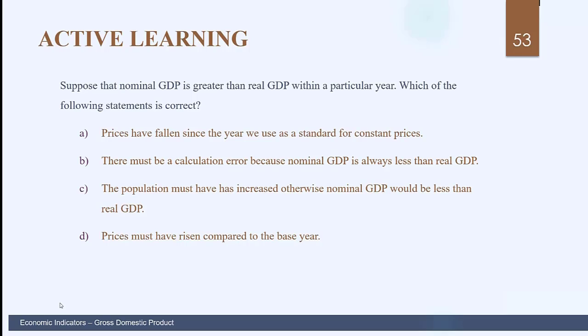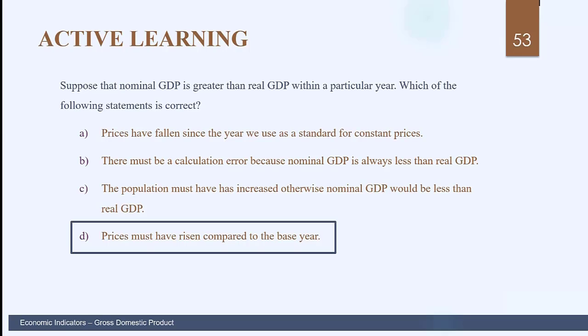In C, it says the population must have increased, otherwise nominal GDP would be less than real GDP. Now, that is not true. Over time, an increasing population would likely result in more economic activity, so you would expect that to increase real GDP. But in this question, we're just looking at a particular year. We don't have many different years. And also, when we incorporate population, what measure are we usually speaking of there? Well, we would be thinking of GDP per capita. And clearly, this question has no information about that. So C cannot be true. And if we look at D, it says prices must have risen compared to the base year. And exactly that is the correct answer.